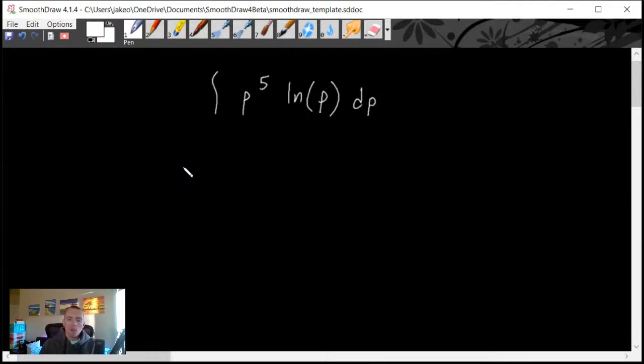So the first problem we're going to be going over here is we're going to take the integral of p to the fifth times natural log, or ln, of p dp.